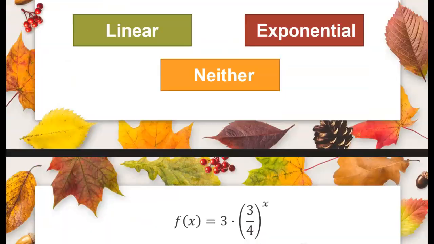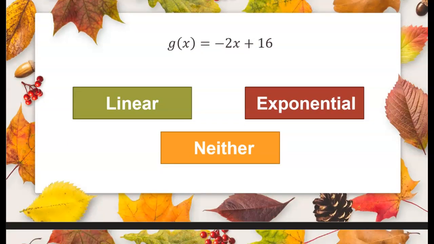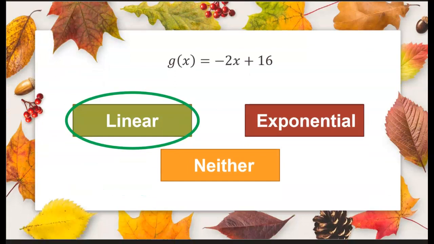This one is exponential because we have an x in the exponent. All right, let's look at the next one. How about this one? Is this linear, exponential, or neither? This one is linear because it's in the form mx plus b. That helps us know that it is a linear equation.